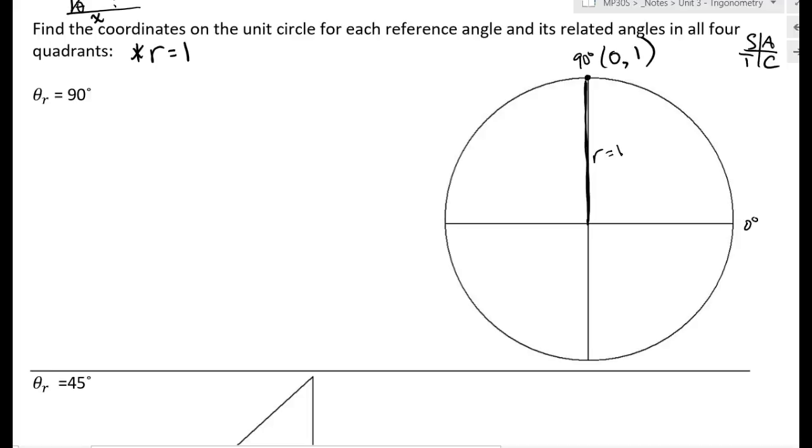Given that, our related angles, well, we don't necessarily totally have them. Our only other related angle in this case is going to be 270. We could describe that as 0 and -1 instead because we are going downward.